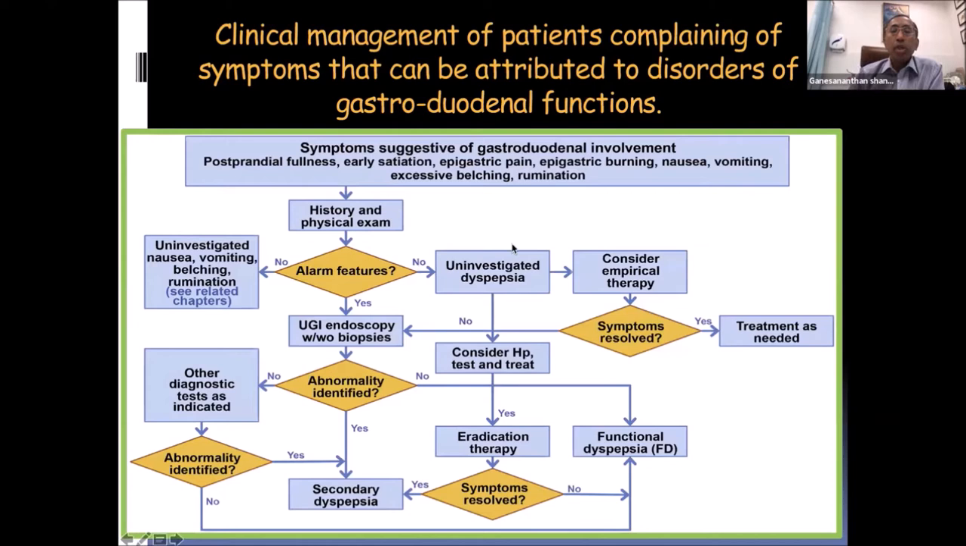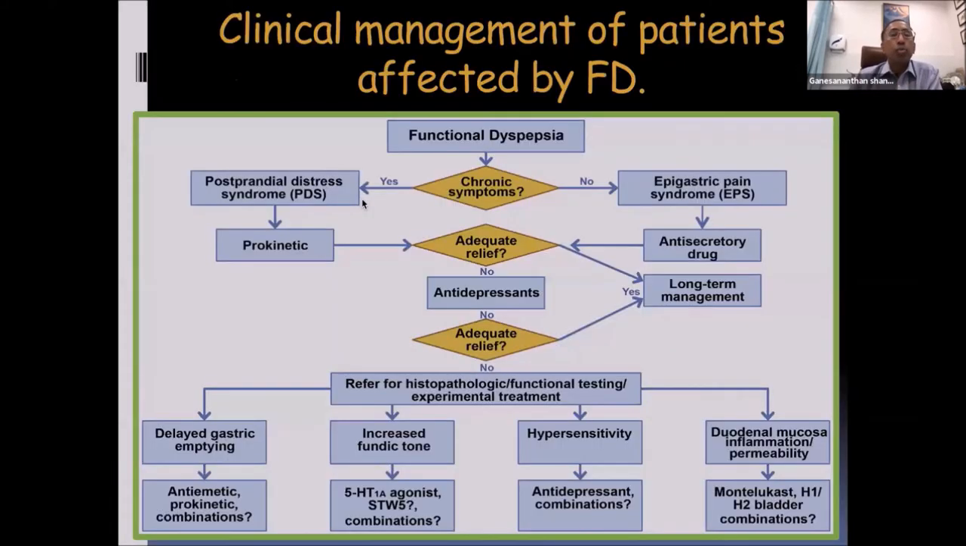Now, you could do an algorithm of care like this, and we've got uninvestigated dyspepsia. You want to probably consider test and treat for this patient, using treatment for H. pylori or your proton pump inhibitor, and see what happens to this patient. Or you classify them into postprandial distress syndrome and epigastric pain syndrome.